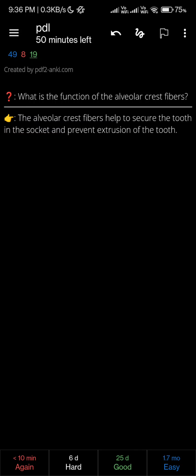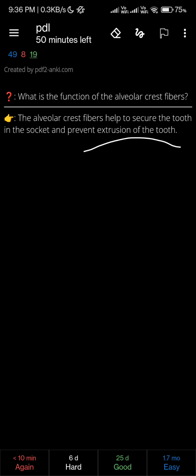So what is the function of alveolar crest fibers? Alveolar crest fibers help to secure the tooth to the socket and prevent the extrusion of the tooth. That's what alveolar crest fibers help do.